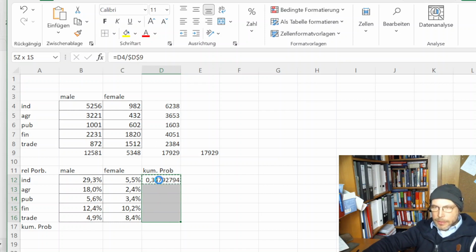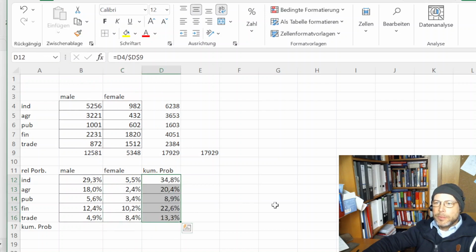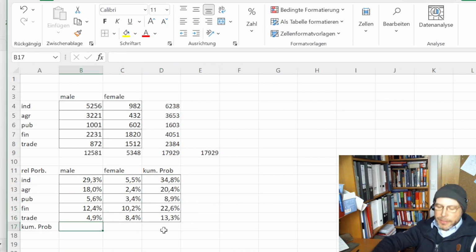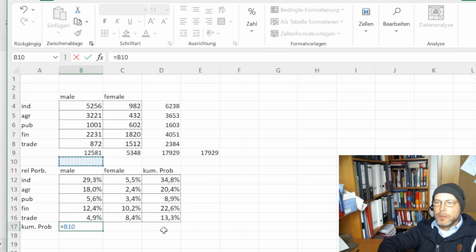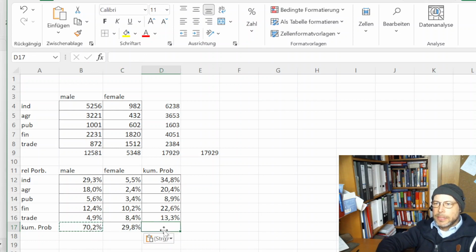And copy it. And now we can also, with this painter here, just copy the format from here to here. And then, of course, the other probability would be this, divided also by the total number, F4, zap, zap, zap. So, and of course, we can also calculate it in another way.